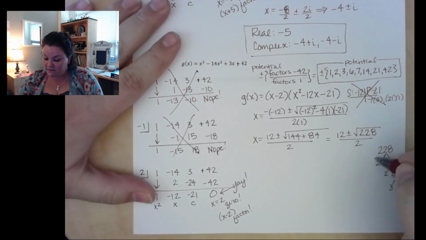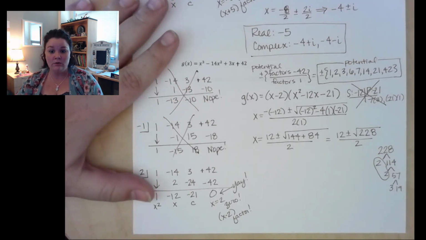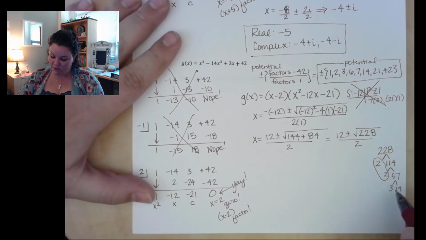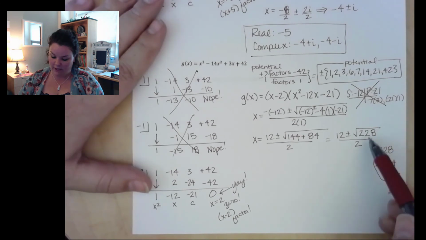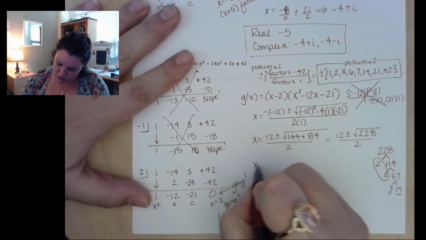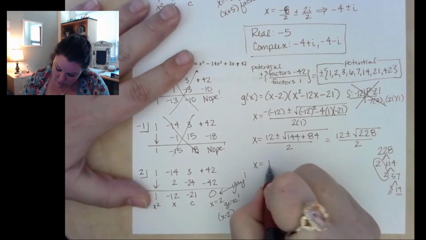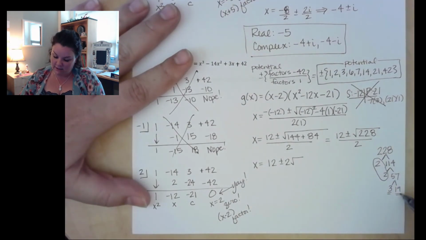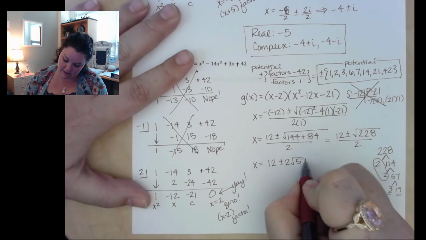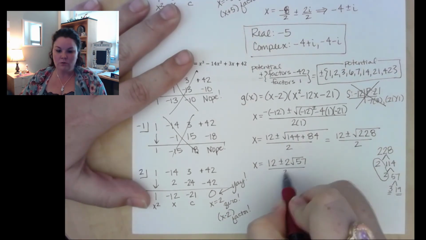But we do have 2 copies of a 2, which means I can bring a 2 out, right? And I'm going to be left with a 3 and a 19, which gives me a 57 that's going to be left under that radical. So I have x is equal to, I'm bringing out the 2, so 12 plus or minus 2, and underneath I have 3 times 19, which means I have a 57 left, all over 2.